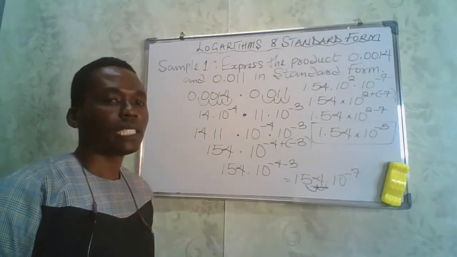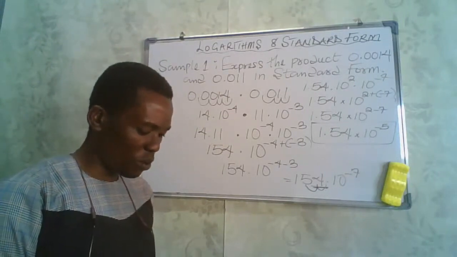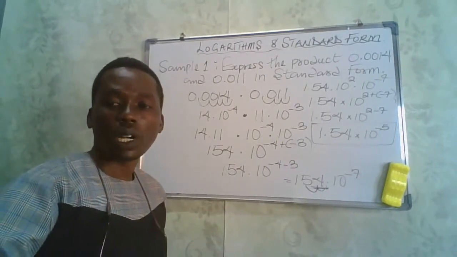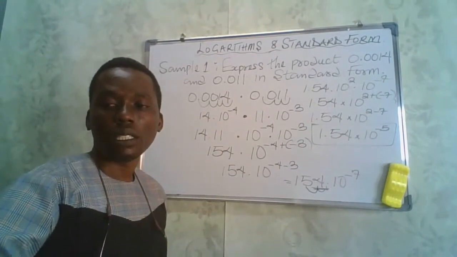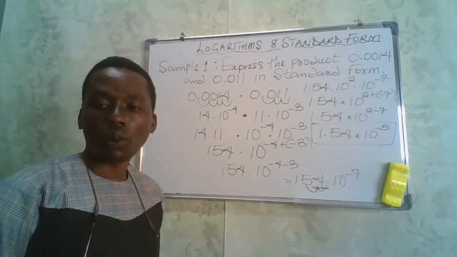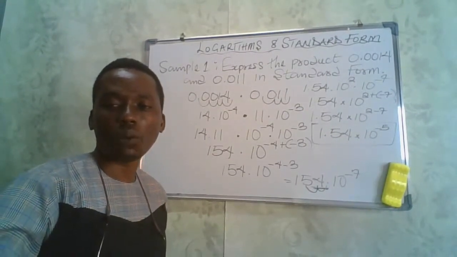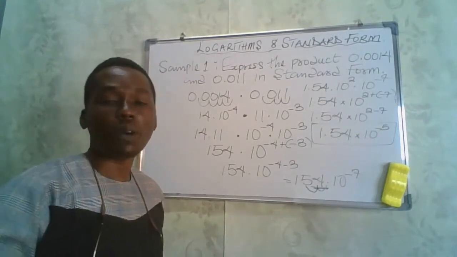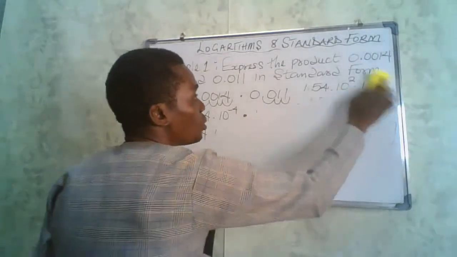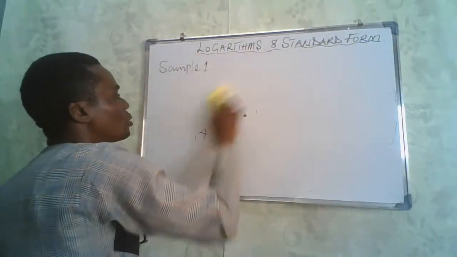So that is that. Now let's look at one final question before we quickly round up this class. I want you to look at this. I want you to simplify this, and then you tell us what your answer will be in standard form. I'll just drop this for you, and I want you to try it. And whatever your solution is in standard form, let us know in the comment section of this video.